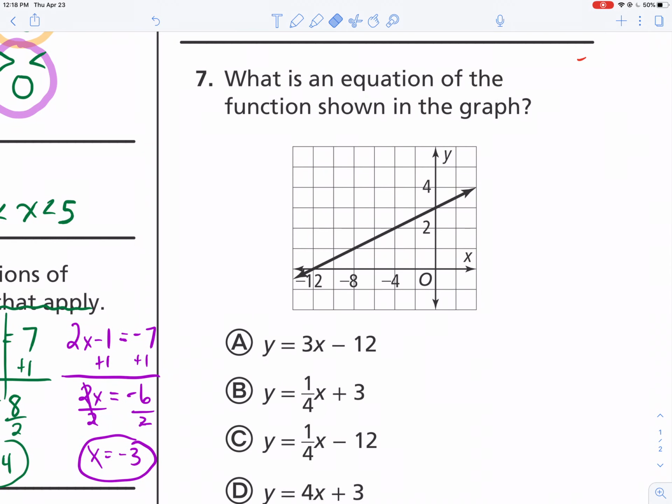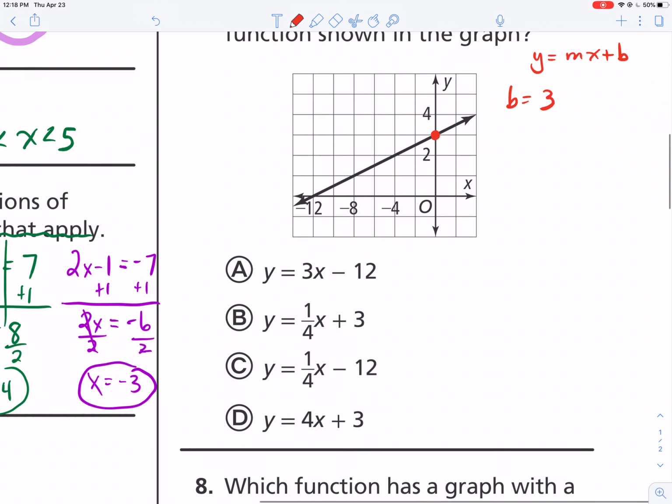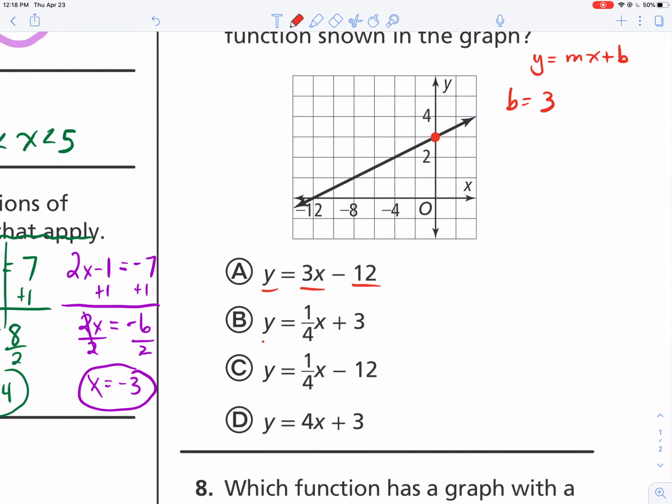Okay, number 7. In number 7, we have to find the equation of a function shown in our graph. First thing we want to look for is our y-intercept. We see right here, for our y-intercept, which is our b value, it crosses at 3. So remember in our form, y equals mx plus b. And a good way to know if I need it in that form is if you look down at our multiple choice options, they are all in that y equals mx plus b format.